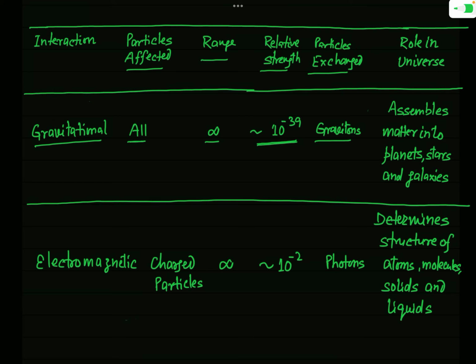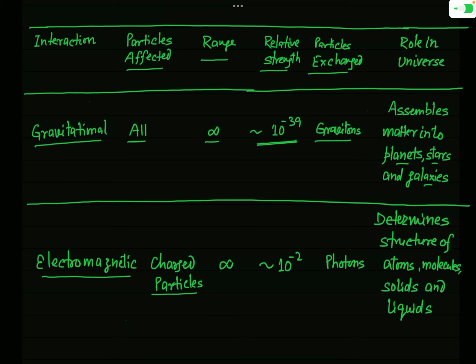Okay, and what is the role of this gravitational interaction in this universe? In fact, its role is to assemble matter into planets, stars, and galaxies. This is the important role of this gravitational force. Okay. Now the second interaction is electromagnetic interaction, and this electromagnetic interaction affects only charged particles.